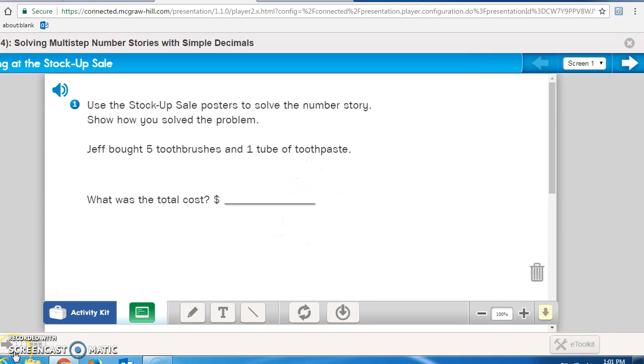For the next problem, I want you to get out Math Journal page 261, and this is an assessment check. It says, use the stock up sale posters to solve the number stories and show how you solve the problem. So Jeff bought 5 toothbrushes and 1 tube of paste. What was the total cost? Pause the recording now and do this problem number 1.